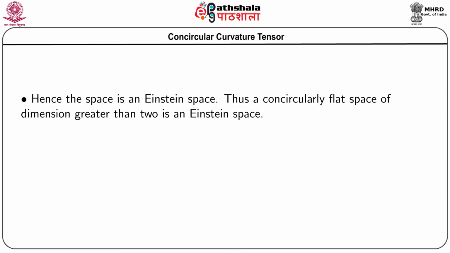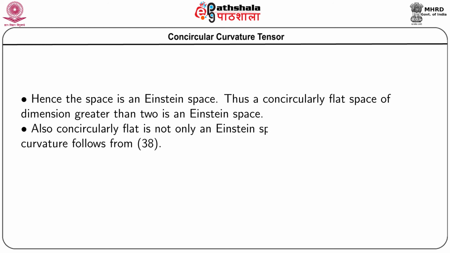Hence, the space is an Einstein space, and we can say that a concircularly flat space of dimension greater than 2 is an Einstein space. And we can easily prove that a concircularly flat space is not only an Einstein space, but it is a space of constant curvature.